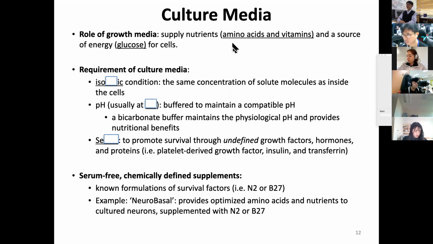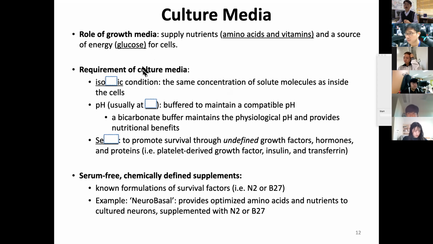Okay, so I'm going to talk about culture media. What's the role of growth media? Inside our body, our cells are always showered by nutrients and oxygen, and the vessels collect the CO2 and waste, okay? So culture media is to supply nutrients such as amino acids and vitamins, and a source of energy, glucose, for the cells.